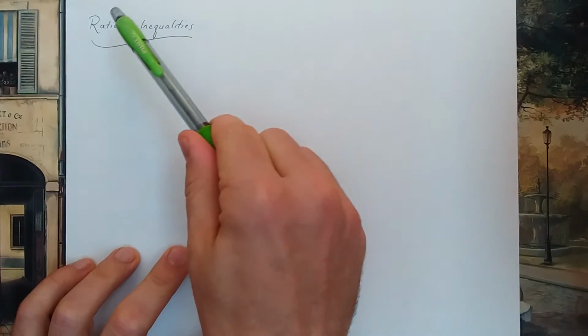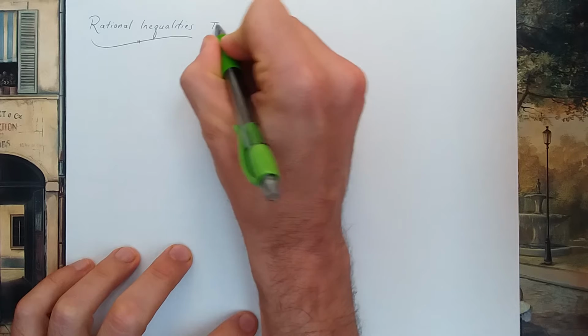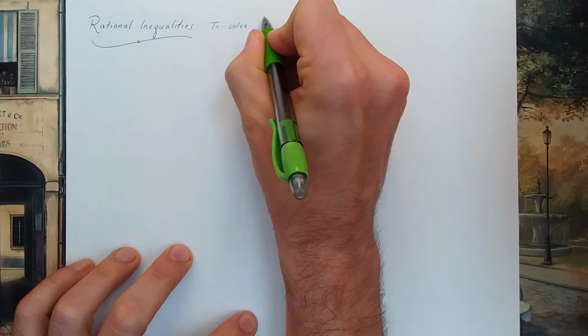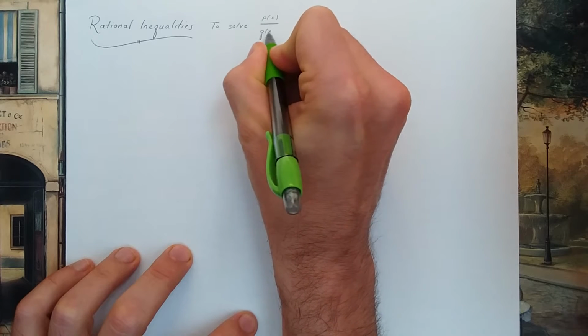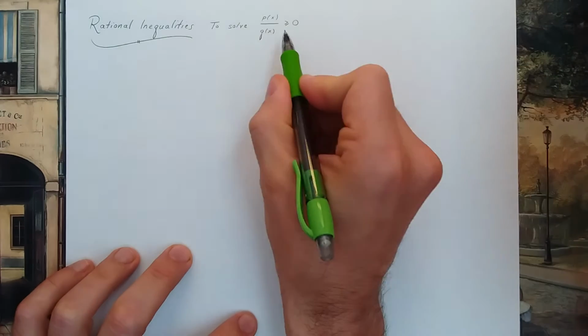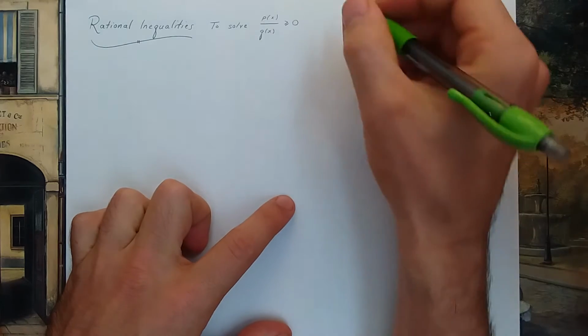Let's outline how to solve rational inequalities. So here's a how-to guide on how to solve an inequality that looks like p of x divided by q of x is bigger than or equal to 0. P and q are polynomials, so this is a rational function.